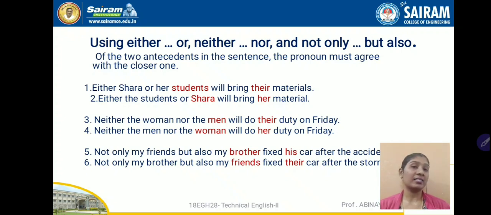Go for the third statement. Neither the woman nor the men will do their duty, because men is plural, so "their duty". Men is near the verb "will", so we have taken men as the subject and changed it into the pronoun. Now, neither the men nor the woman will do her duty. Woman is singular, right? Women, woman; woman is the singular. Obviously woman is near the verb "will", so we substitute that woman with "her", the singular pronoun. Like that you have to fix it.